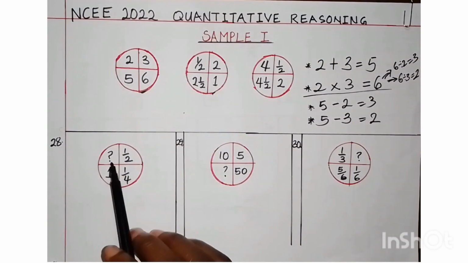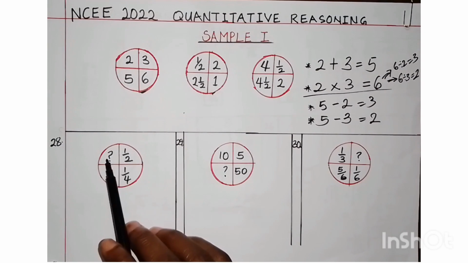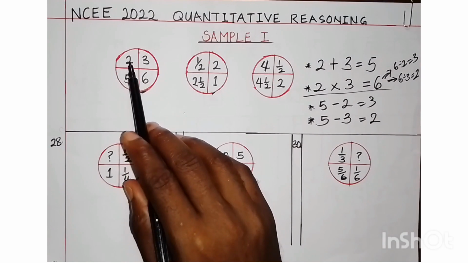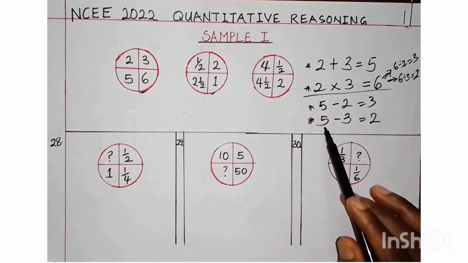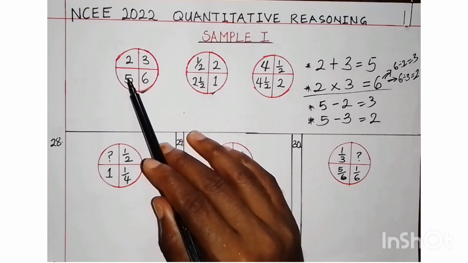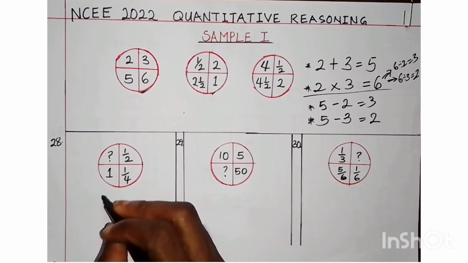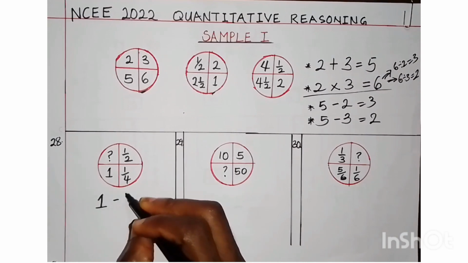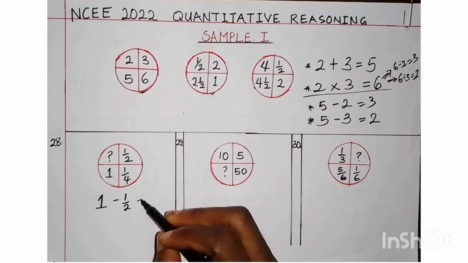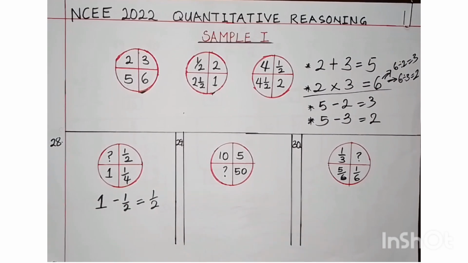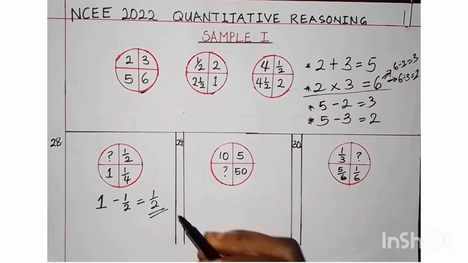In number 28, we have the first part to our left missing, and that is in place of 2 here. So how can we get 2 from our analysis? We do 5 minus 3. So here we're going to do 1 minus half. If you take away a half from 1, the answer is half, because 2 halves make 1. So if you take away 1 half, you have the other half remaining. So the answer is half.